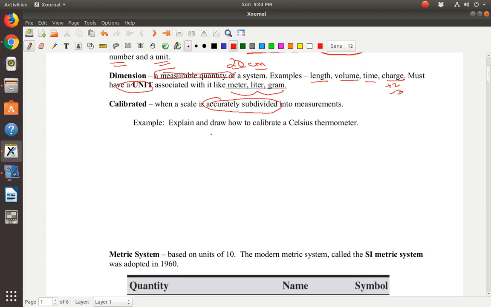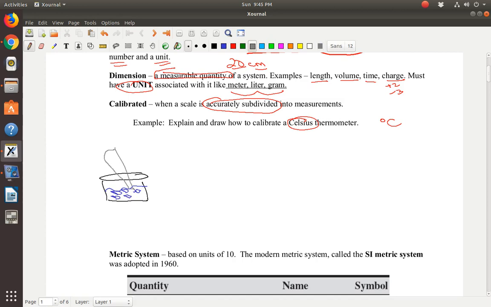So an example, we have to explain and draw how to calibrate a Celsius thermometer, or degrees Celsius. So what we do is we start off, and I'm going to draw a beaker right here, and it's going to have some water in it. Okay, and in one beaker, maybe this is going to be at 0 degrees Celsius. It's going to be where it just begins to freeze. Okay, so this is going to be ice water. So I'm drawing some ice cubes. It really should all be floating. And so I have a thermometer, or I put something in it.